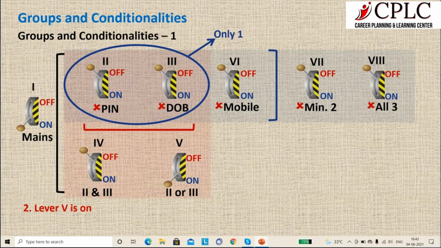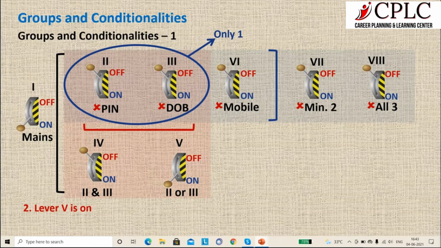And we know that any one out of these two levers is on. Hence, lever 4 is definitely off. So we got one lever that is definitely off. So that is lever 4. Now guys, just refer to the eighth condition.